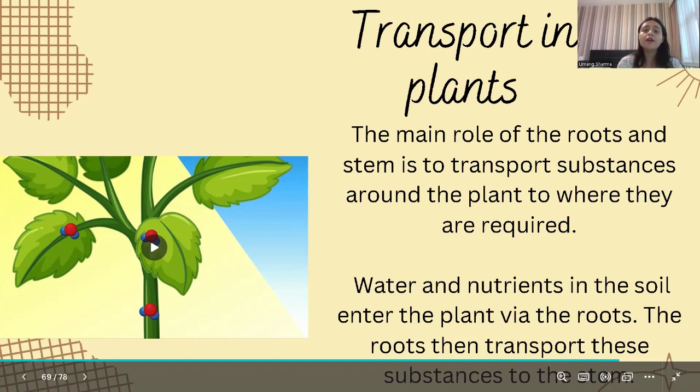As we all know, when we drink with a straw, what are we creating? We are creating a suction, right? So the roots and root hairs and all the parts of the plant create a suction, and the roots and the stem help in transporting the nutrients through the plant body.